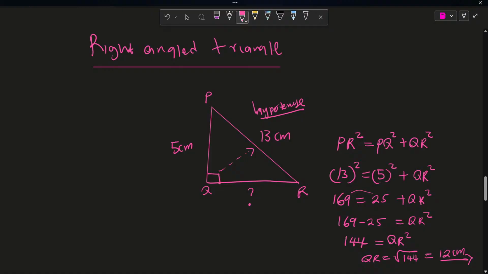Now, this is applied in grade 10, grade 9, and grade 8, the theorem of Pythagoras. Also in grade 11 and 12, but it cannot be set directly in grade 11 and 12. The only part where they can directly assess it is in grade 10, grade 9 and grade 8. All right.